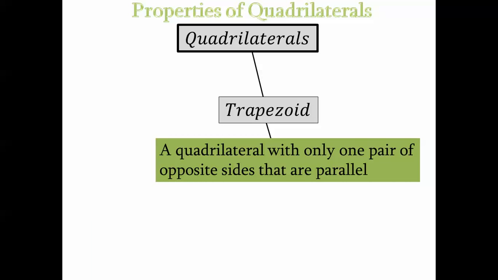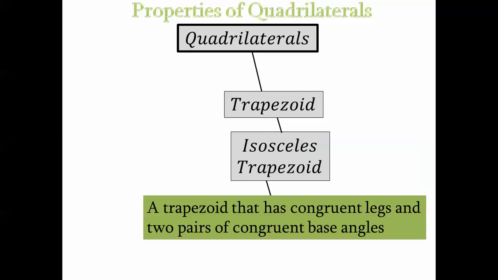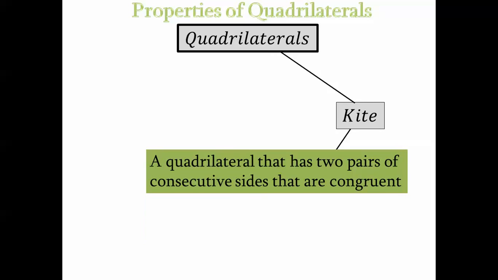Over here we've got a trapezoid, right? It's a quadrilateral with only one pair of opposite sides that are parallel. We'll call these the bases, base sub 1, base sub 2. If you're isosceles and you're a trapezoid, you've got congruent legs and congruent base angles. And if you're a kite, you are a four-sided polygon that has two pairs of consecutive sides that are congruent. And we'll take a look at that more in a few minutes.